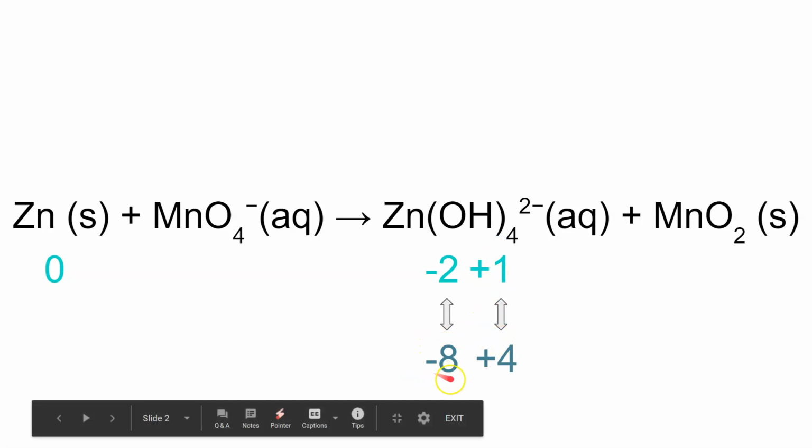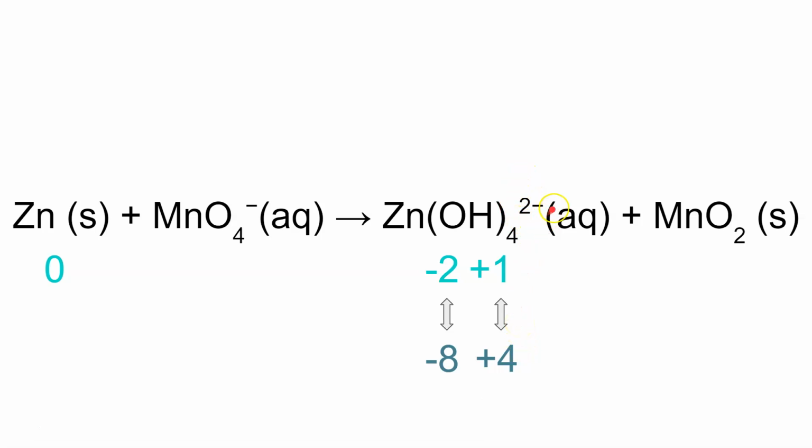We want to see what we're working with now in terms of our charge. When we calculate these together, we get -4, and we're trying to get an overall charge of -2, so we just need to add 2. And that is going to be the oxidation number for zinc.